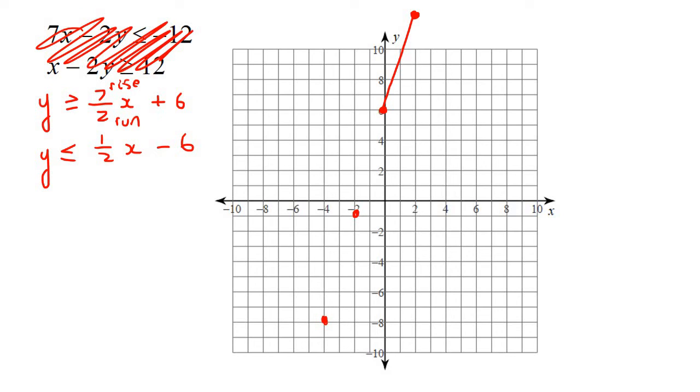What I did there, just to make it easier for myself, is I kept using the slope. I went 7 down and 2 across, and then 7 down and 2 across again, just to keep the same slope. Then I try to draw a straight line between each of these points.